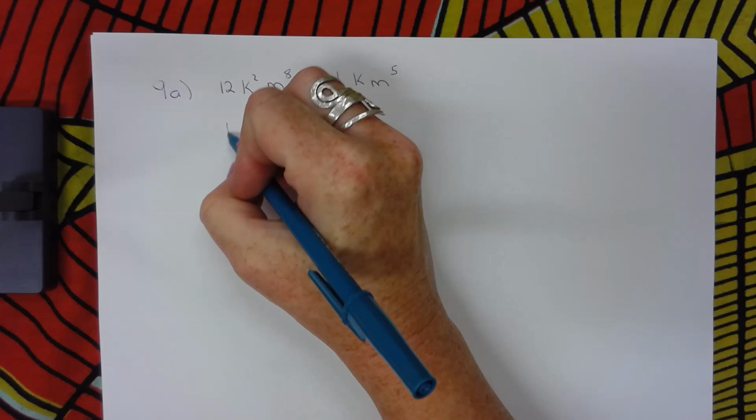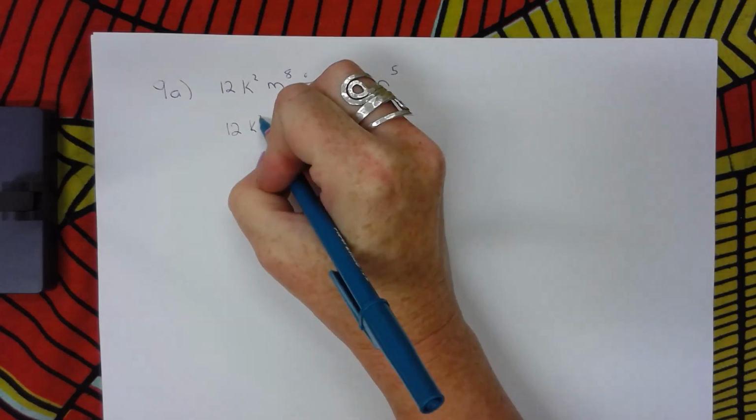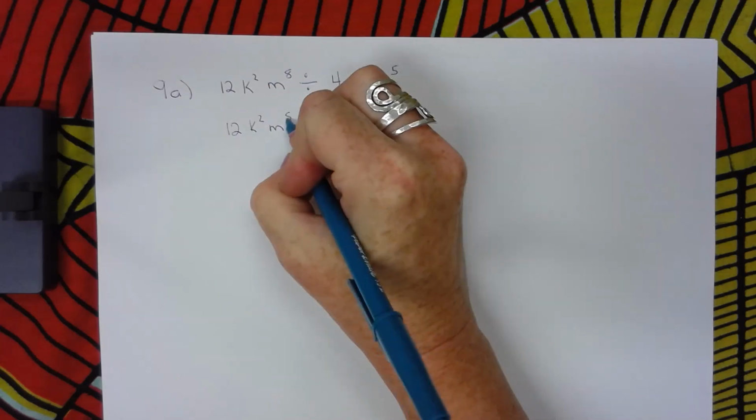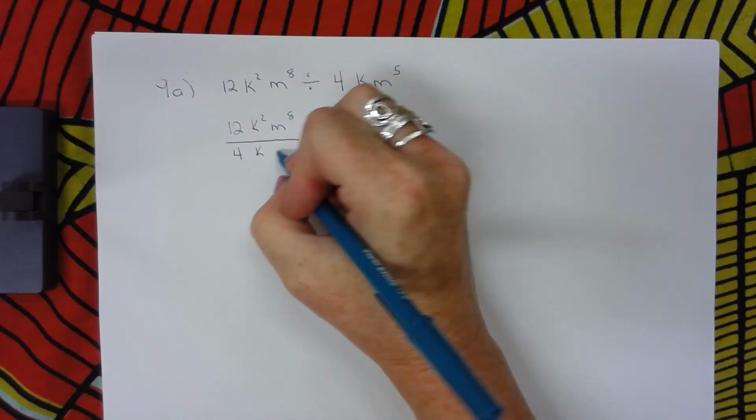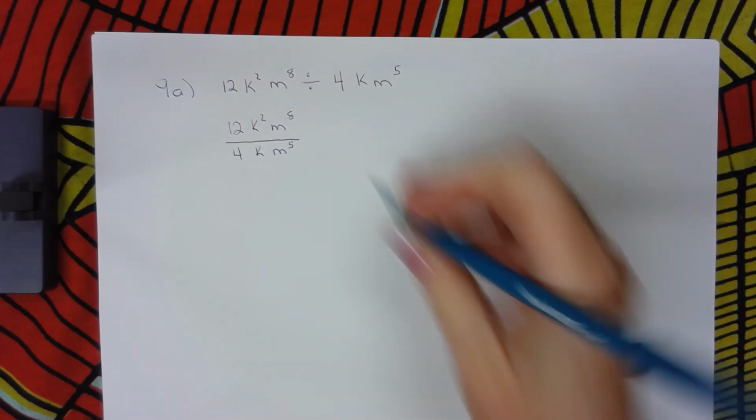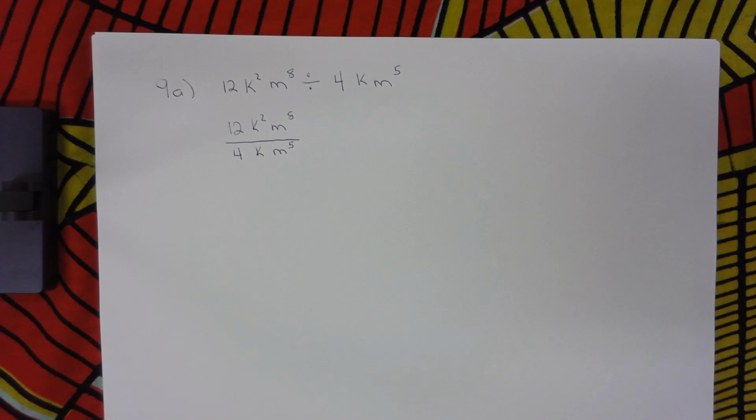So we're going to rewrite this as 12k²m⁸ divided by 4km⁵. And so now what we can do is say, okay, well, let's look at things that have either like bases or are the same, or that we can actually divide.